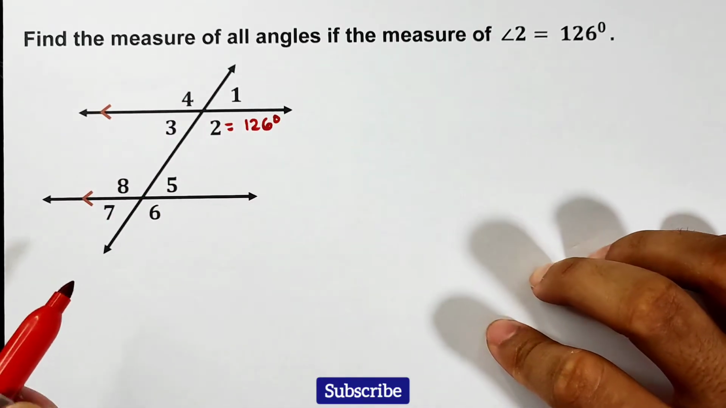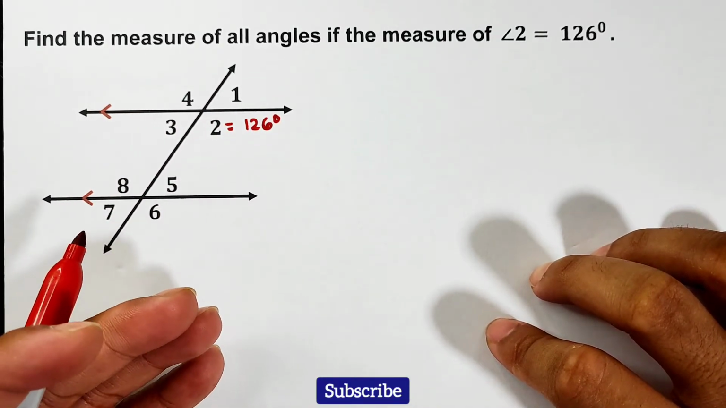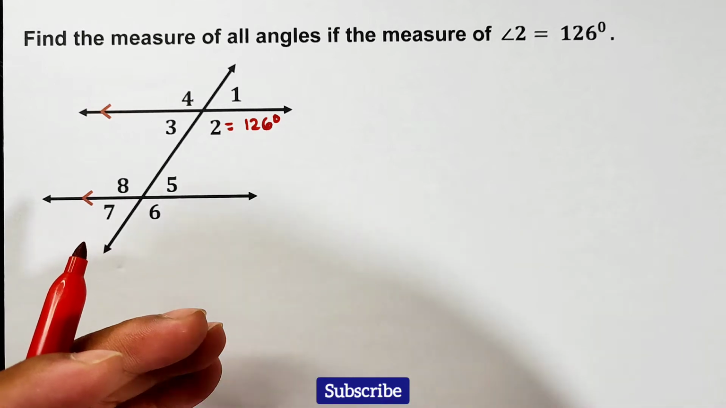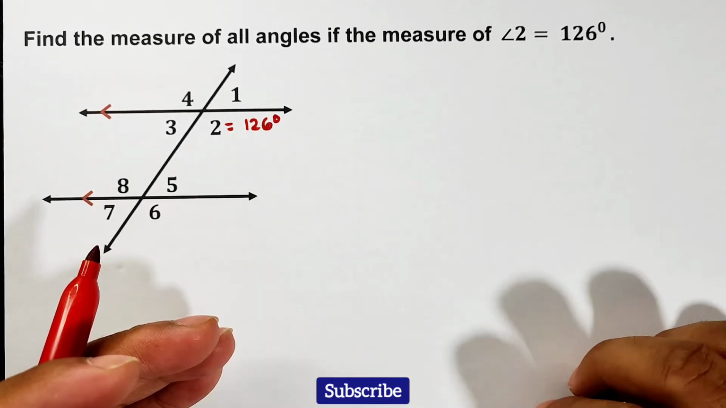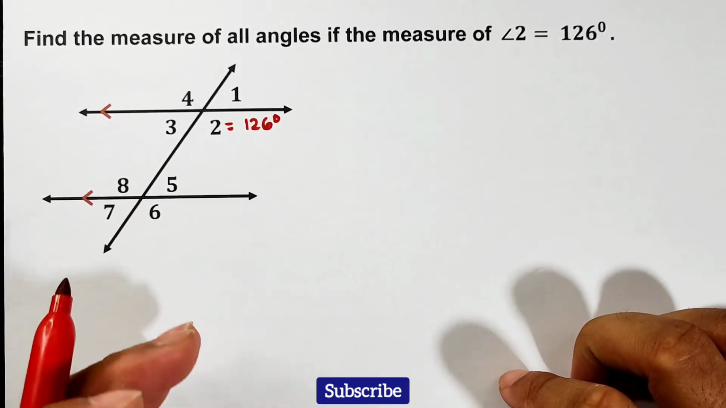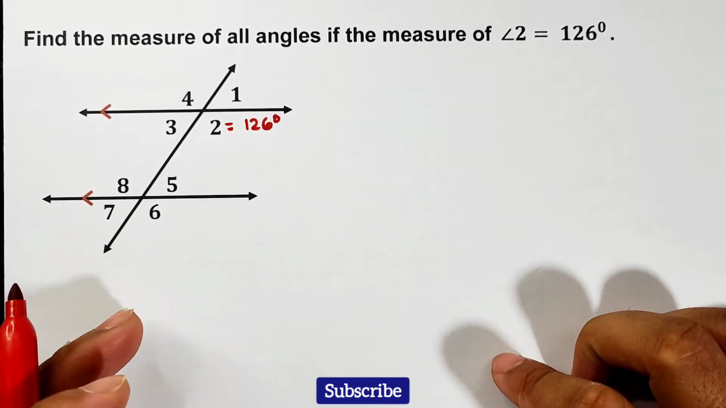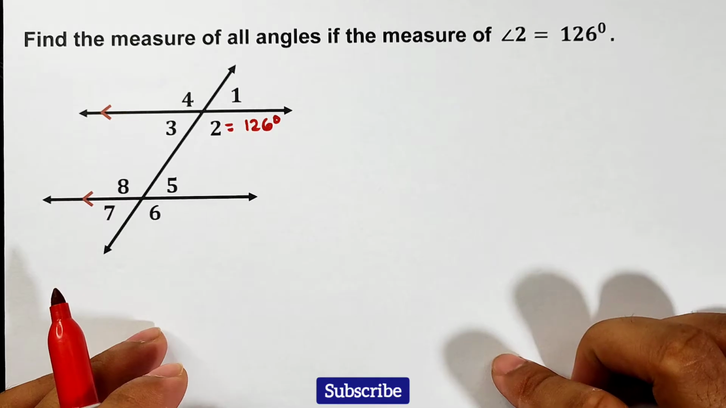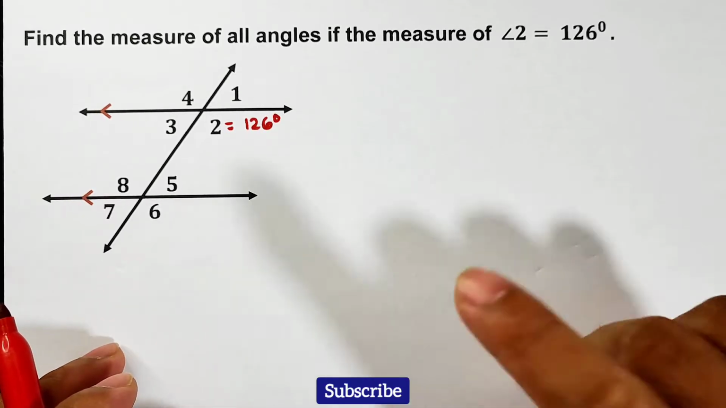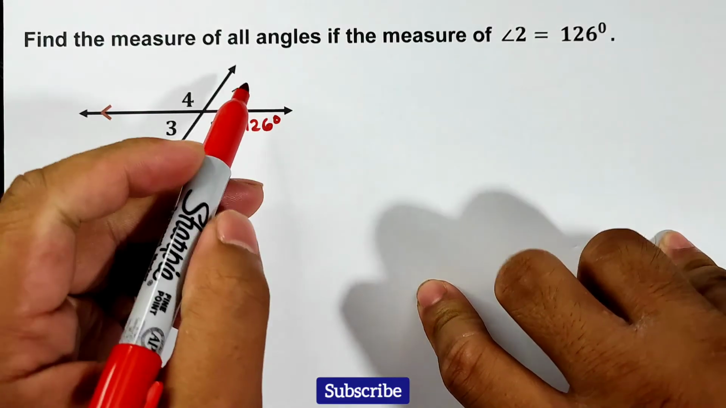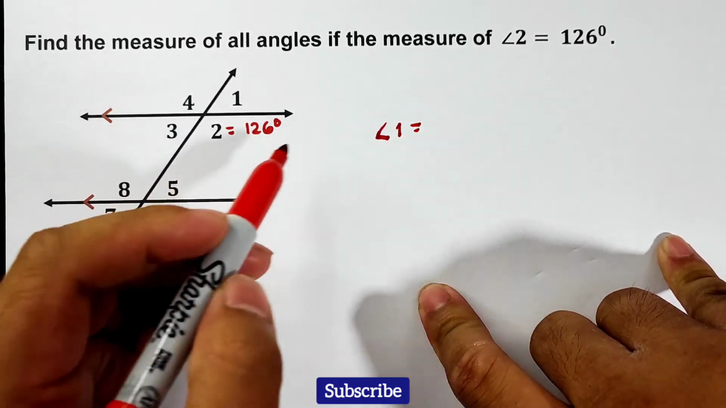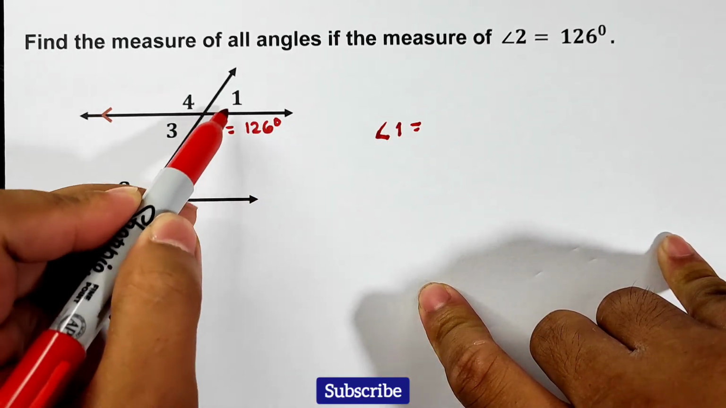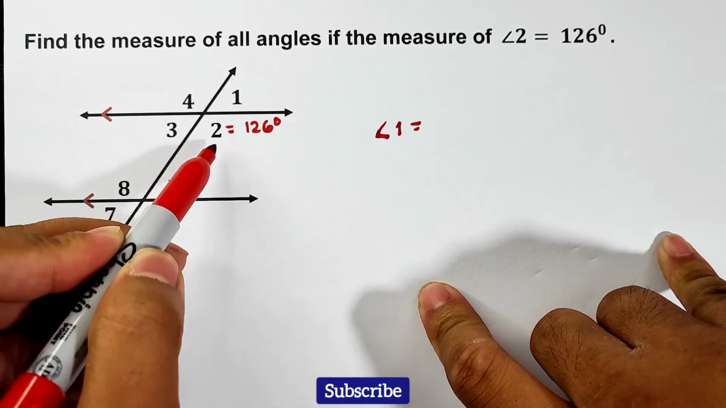Now, our main task here is to find the 7 remaining angles. So the question is, how are we going to find the measurement of the remaining angles? The idea here is just to remember the different angle pairs that you have in geometry. First, if you want to calculate angle 1, you need to be mindful of what kind of angle pair we have with angle 1 and angle 2.